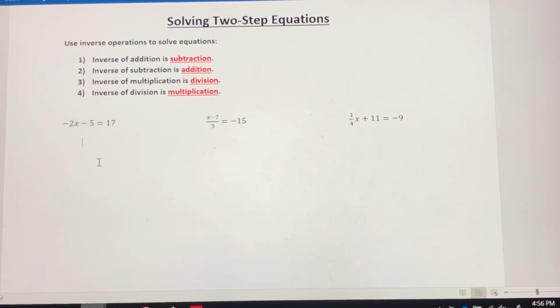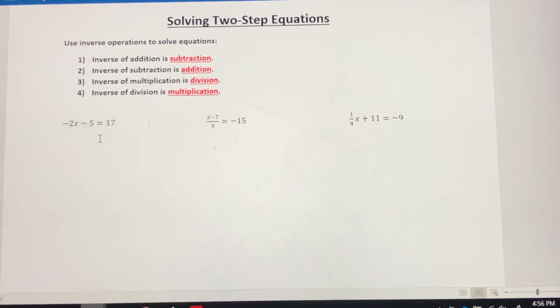So let's think about what's happening to the x. In this case, we've got negative 2 times x, and we're going to take 5 away from that, equals 17. So when we undo, we want to think about what's happening to x, and we want to undo in the reverse order. What's happening most closely to x is we're multiplying it times negative 2, and then we're subtracting 5 from that.